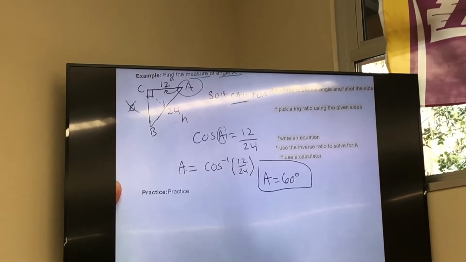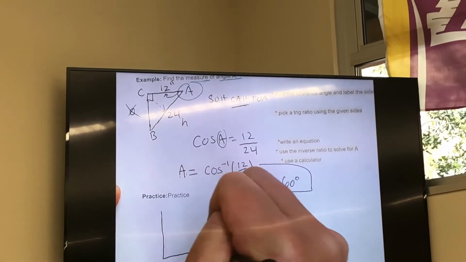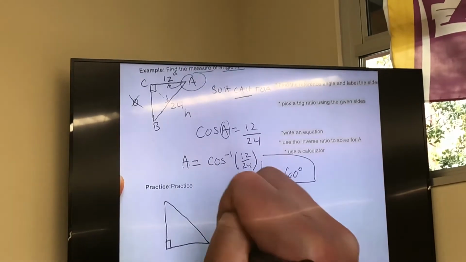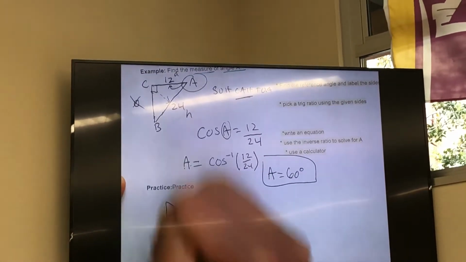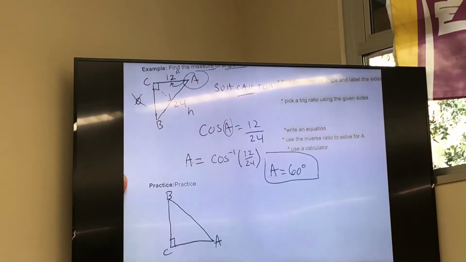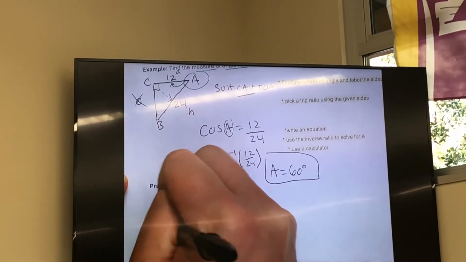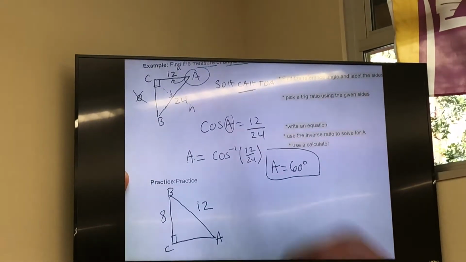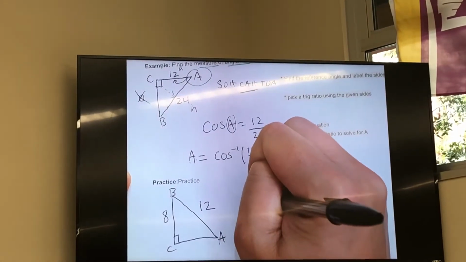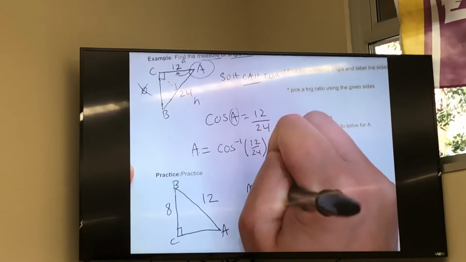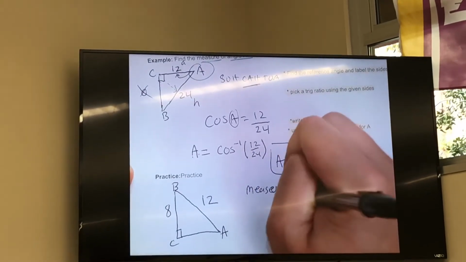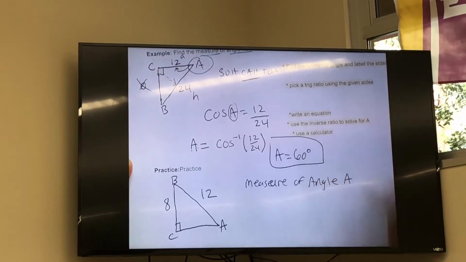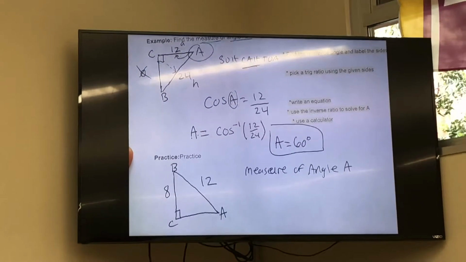For the next practice problem, I'm going to draw the triangle here, with a 90-degree angle. This is our angle A, B, and C. They're giving you this side is 8, this is 12, and we want you to find the measure of angle A. So go ahead and pause the video and try to work that out right now.